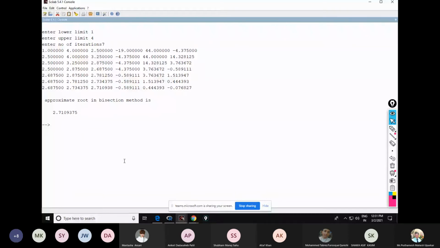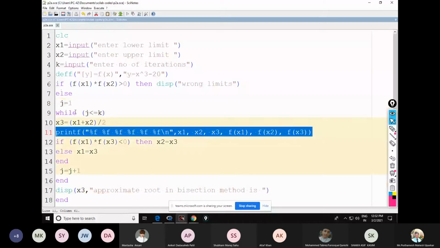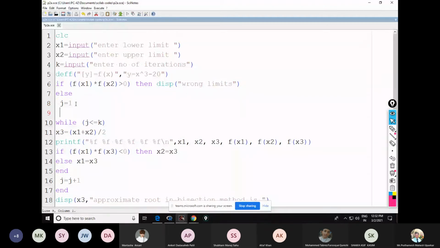Okay, so let us see how to more organize the program. So let me go to my console file. I will just change the code, else this, while this. Okay, I will copy this line. Before the first iteration, I will paste this line, printf. Here I am printing first पहला column x1, then I have to give the space in between.